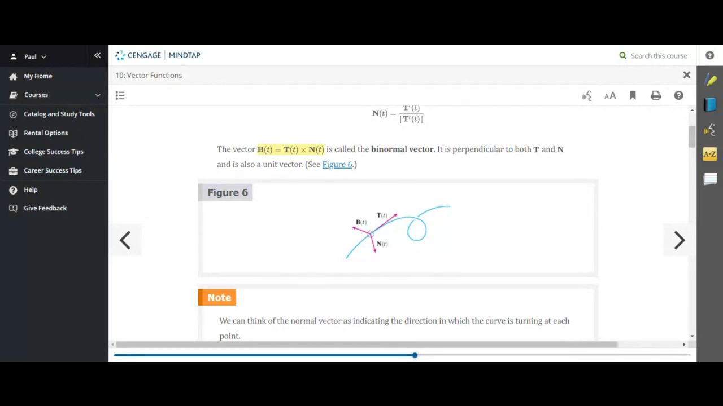Here is a picture of the TNB frame. The space curve is in blue. There's a point on the space curve, and protruding from that point is a tangent vector to the space curve, the unit tangent vector T. Then you have a normal vector, the unit normal vector, that's perpendicular to the tangent vector. And then there's a binormal vector that's perpendicular to both the unit tangent vector and the unit normal vector. The binormal vector is a unit vector as well.